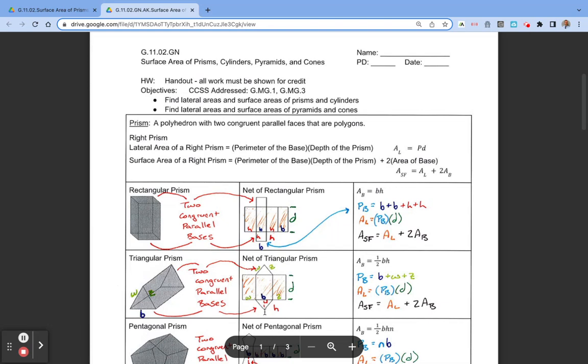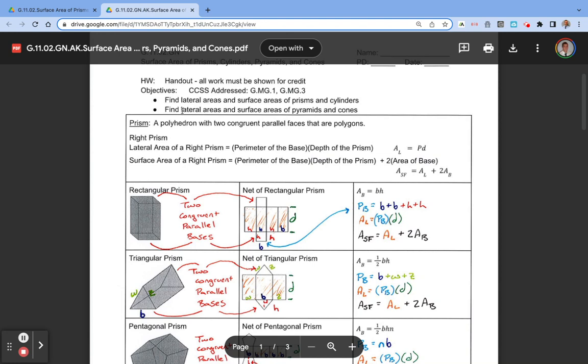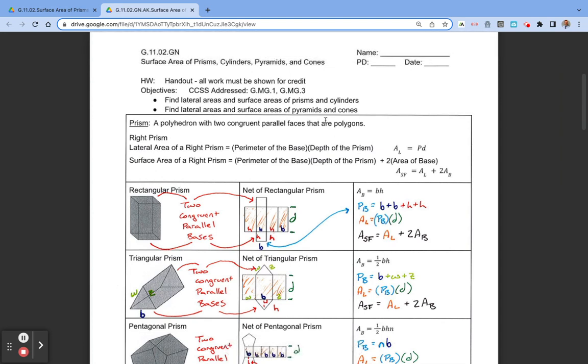Today we were talking about surface area of prisms, cylinders, pyramids, and cones. We want to find the lateral areas and the surface areas of prisms and cylinders. We want to find the lateral area and surface area of pyramids and cones.